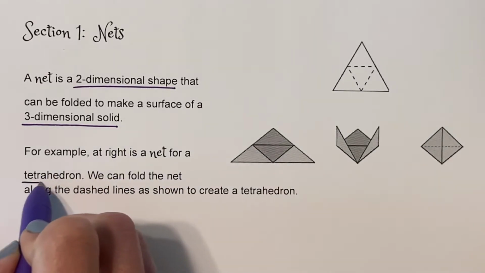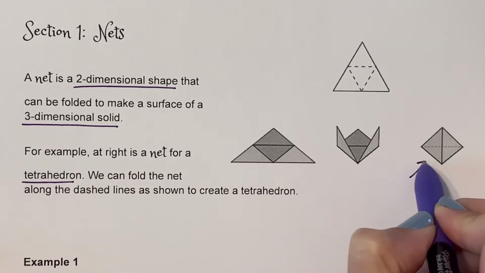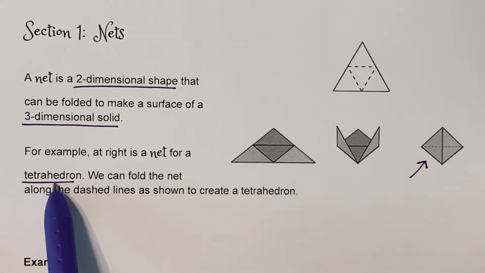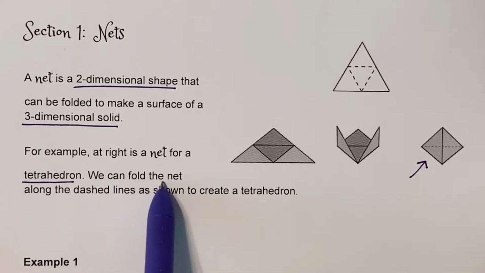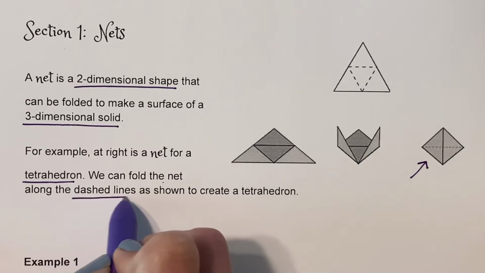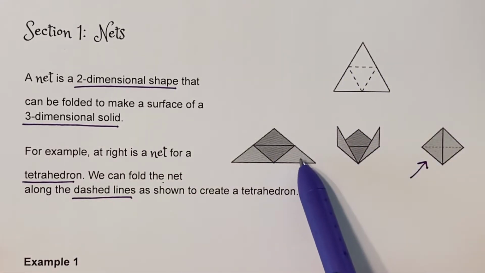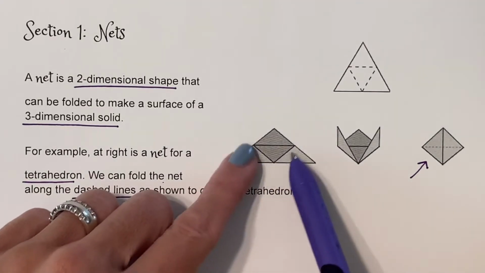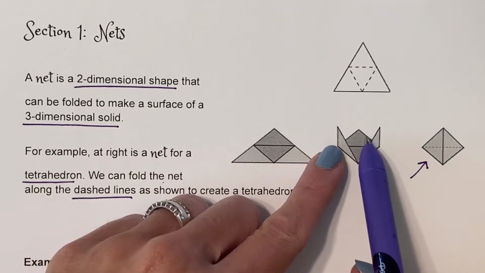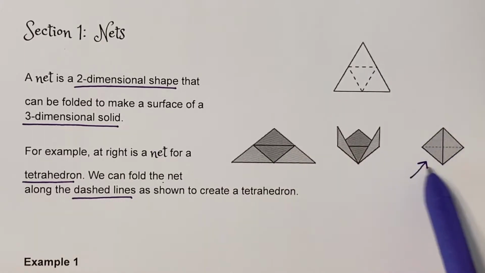Tetrahedron is just a fancy name for this shape right there. You don't have to memorize that, it's just a fun word. You can fold the net along the dashed lines. So anytime you see those dashed lines, that means you're folding it. So you can kind of see right here, these little triangles will flip up and they'll all come to a point, and that's what it looks like.